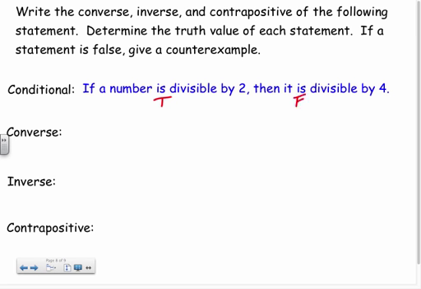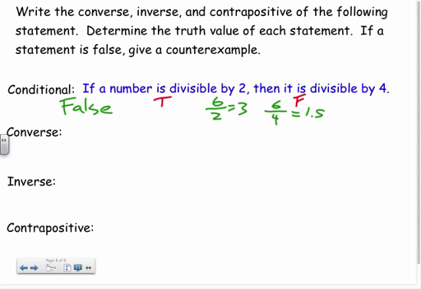Can I think of a number? Well, how about the number 6? 6 divided by 2, that's good. But what about 6 divided by 4? Not so good, right? I get a decimal. So true and then false, which makes this whole thing false.